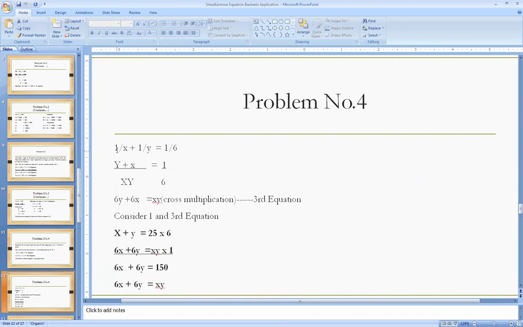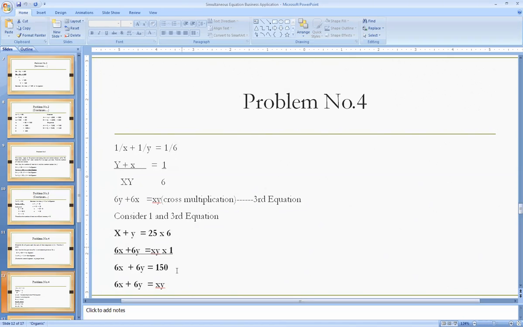There are no other variables or values to add or subtract, so we'll simply go for cross multiplication. Cross multiply 6 with the numerator of the left side, and cross multiply the denominator of the left side with 1. So 6 into y becomes 6y, 6 into x is nothing but 6x, and 1 into xy we have to write on the right side, that will become xy. Now we got an equation, the second equation rearranged in a proper form.